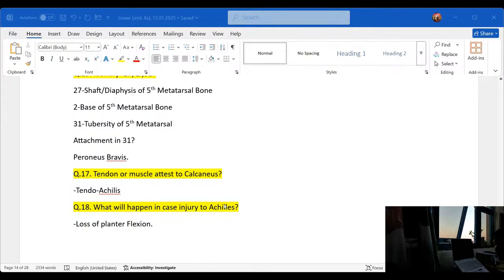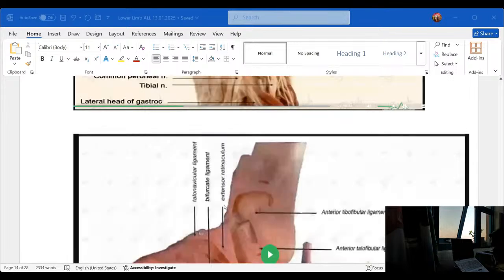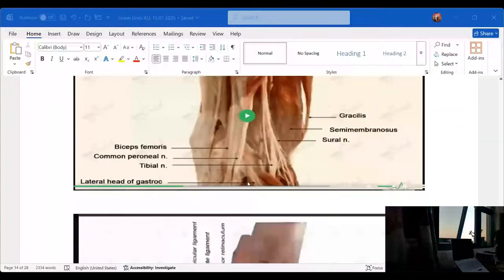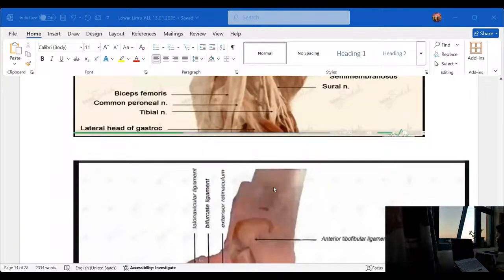Peroneus brevis tendon is attached to the tuberosity. Tendo Achilles: loss of plantar flexion. Gracilis, semimembranosus. Sural nerve, tibial nerve, common peroneal nerve, and biceps femoris long head, and lateral head of the gastrocnemius.